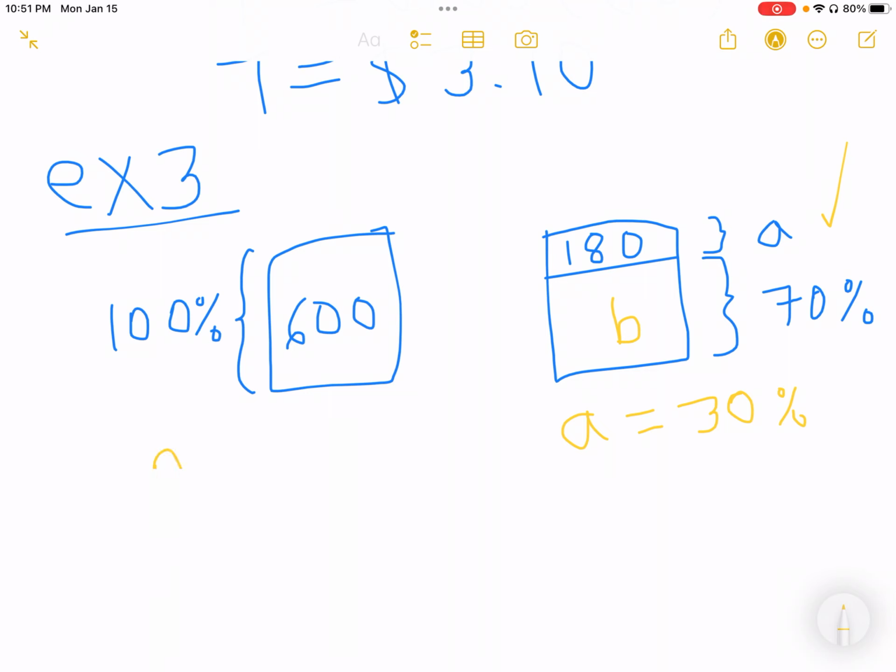So back to my equation: PA is percent times my total. This is easy, because I don't know my partial, but my partial is B, and then my percent is 70%, which is 0.7. And I can multiply it by my 600.